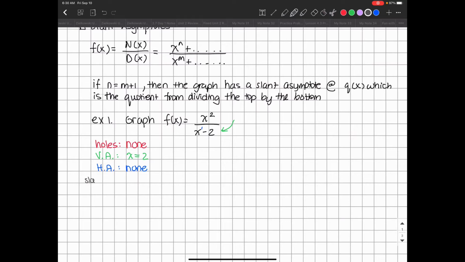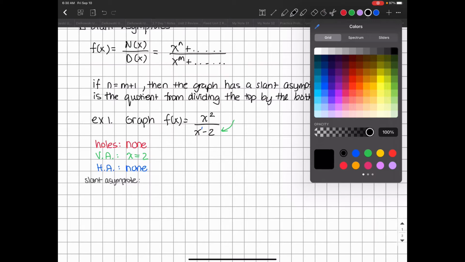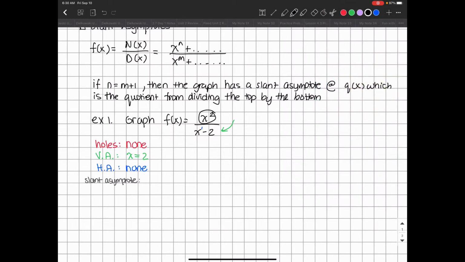So for a slant asymptote, and eventually I'm just going to call it SA, but this is the first time we're talking about it, so I'm going to actually write out slant asymptote. For my slant asymptote, what I'm going to do off to the side is I'm going to do long division. I'm going to divide the top by the bottom here. So I'm going to do x squared divided by x minus 2.